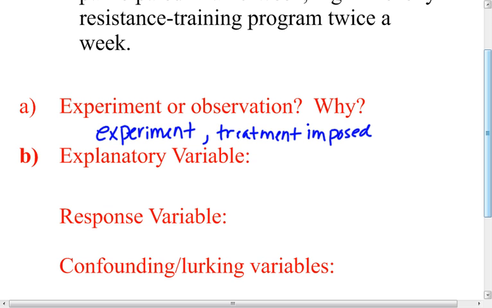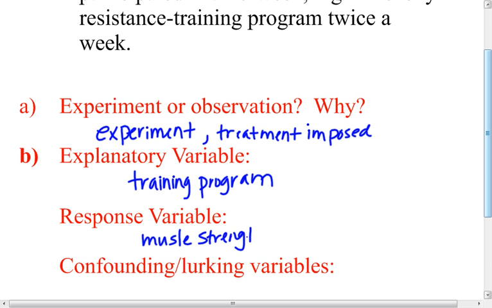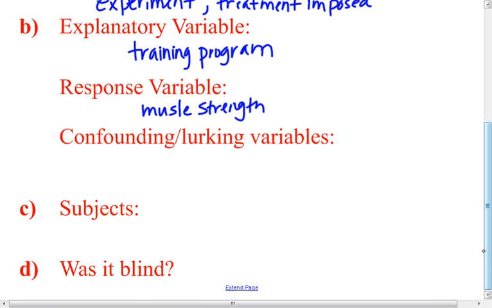So the explanatory variable in this case would be the training program. That's what the people were given. And the response variable, what they were measuring, was their muscle strength. Okay. Are there any confounding or lurking variables in terms of what else would affect muscle strength besides this 16-week high-intensity program?